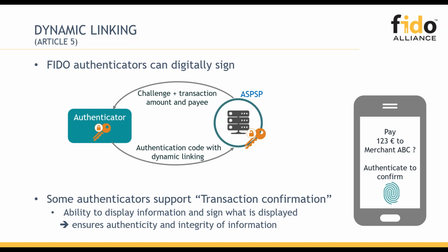Now we can go a step beyond, which is actually a part of the RTS, which is the ability to display information on the transaction to the user and get the authenticator to sign what is displayed. This is not available in all FIDO authenticators. A USB key does not have a display, and so would not be able to do transaction confirmation, but a smartphone typically would. And so this capability of FIDO to perform what you see is what you sign is perfectly in compliance with the dynamic linking spirit of the RTS.